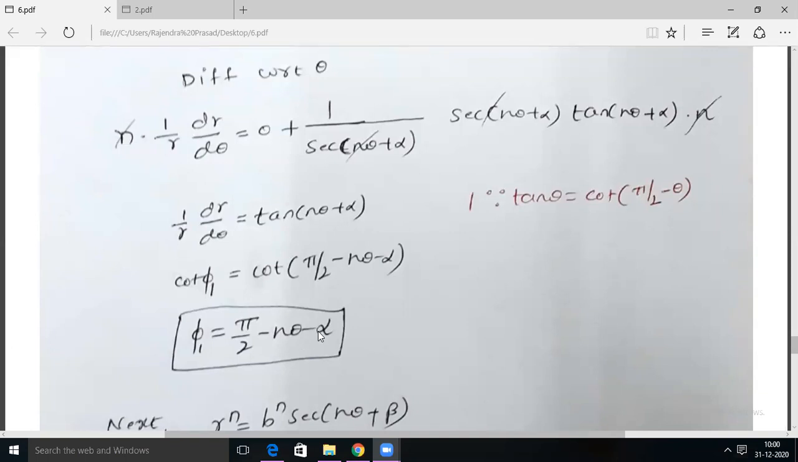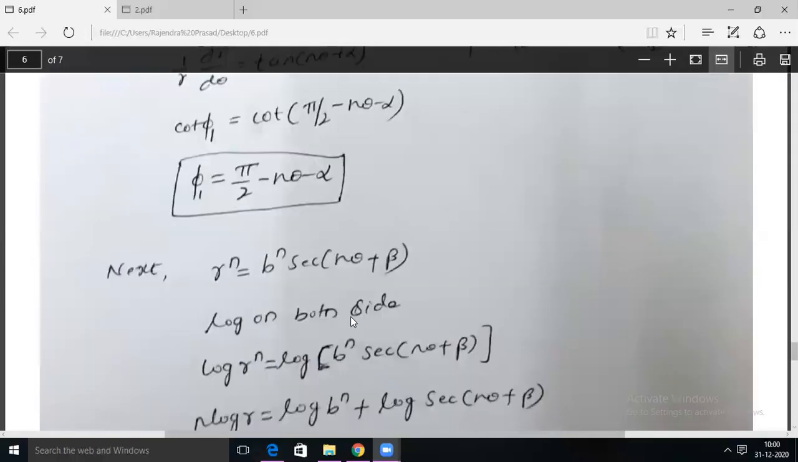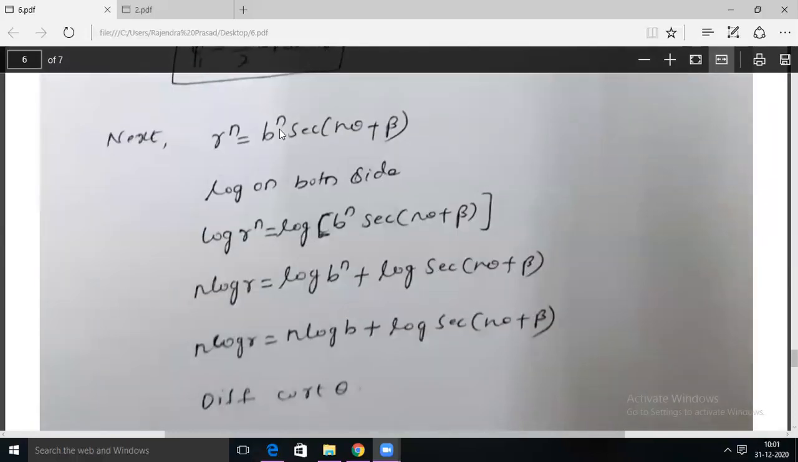So here we got φ1 in explicit form. In the previous two problems, we did not get explicit forms of φ1 and φ2, so that is why we wrote in terms of tan there. Next we shall consider the second polar curve.